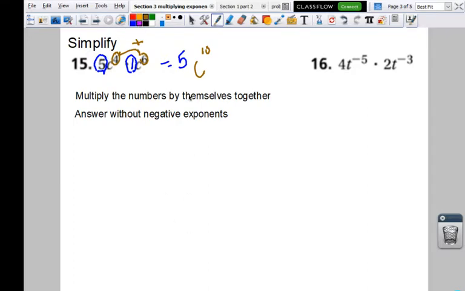Is that 5 to the 10? That's 5c to the 10. Well, if I'm going to write it so it looks a little nicer, 5c^10.